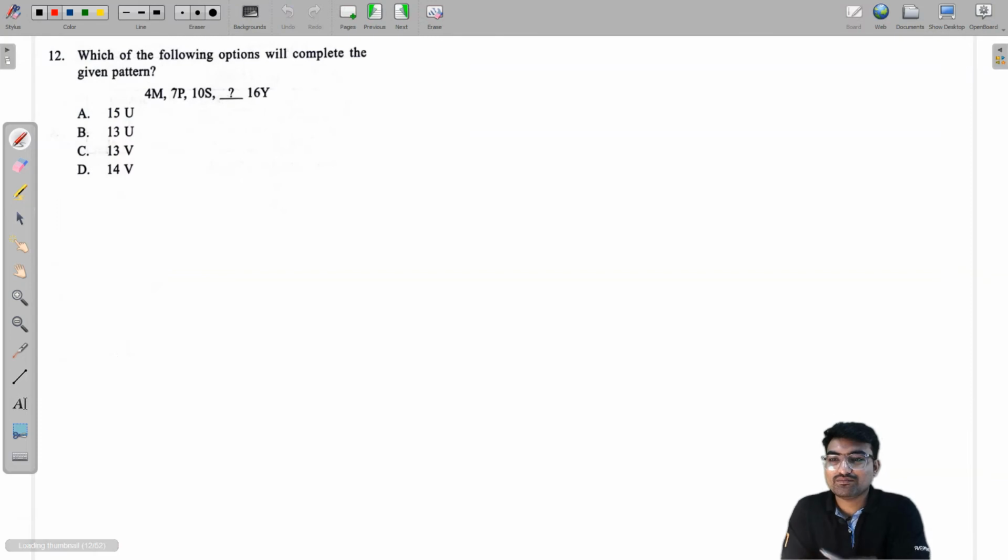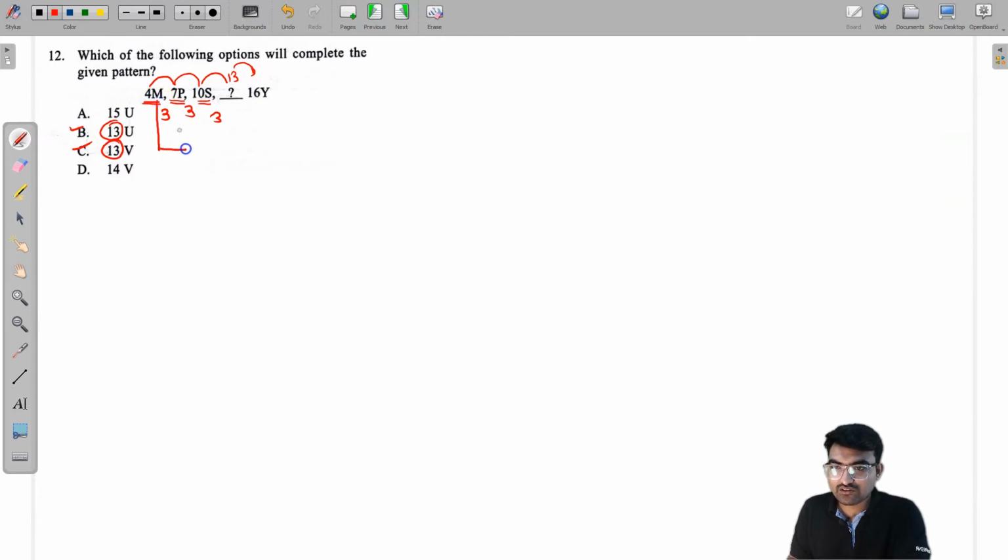Understood? Next question. Which of the following options will complete the given pattern? Okay, 4M, 7P, 10S. See, 4, 7, gap of 3, 7 and 10, gap of 3, 10 and 13, gap of 3, 13 to 16, gap of 3, right? So 13 is the correct option. So either B or C.